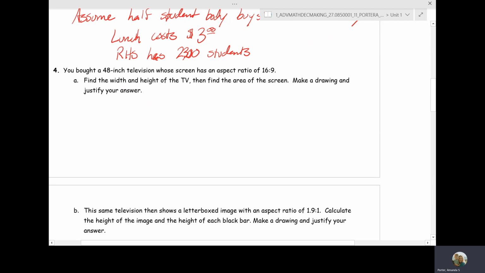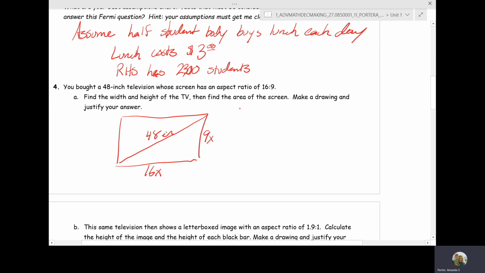Okay, so we're going to draw this. This is kind of the first part of our TV. We have a 48-inch diagonal. Remember, this is 16:9, but we put X's on it because it's not 16 or 9 inches. It's 16 of something and 9 of something. That something is the same and reduced. So that's why we call it an X. This process is Pythagorean theorem.